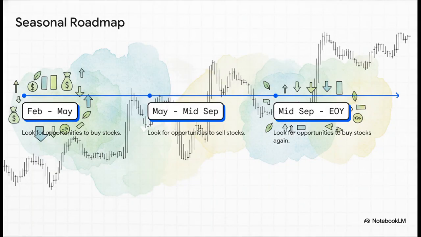Let's break that down into a really clear, simple roadmap. Generally speaking, you want to be looking for opportunities to buy stocks from February through May. Then, from May into about mid-September, that tendency shifts, and you should be looking for chances to sell. And finally, from mid-September to the end of the year, it's typically time to put your buying hat back on. This seasonal calendar is the key to ICT's timing.